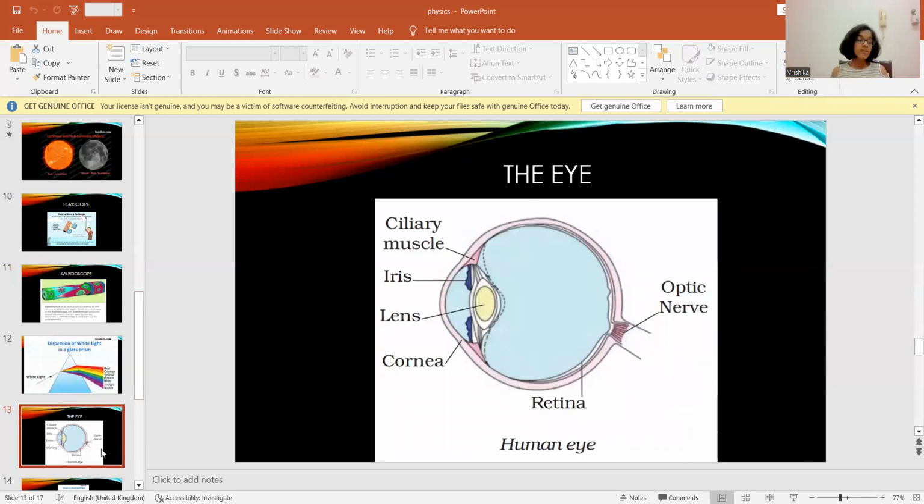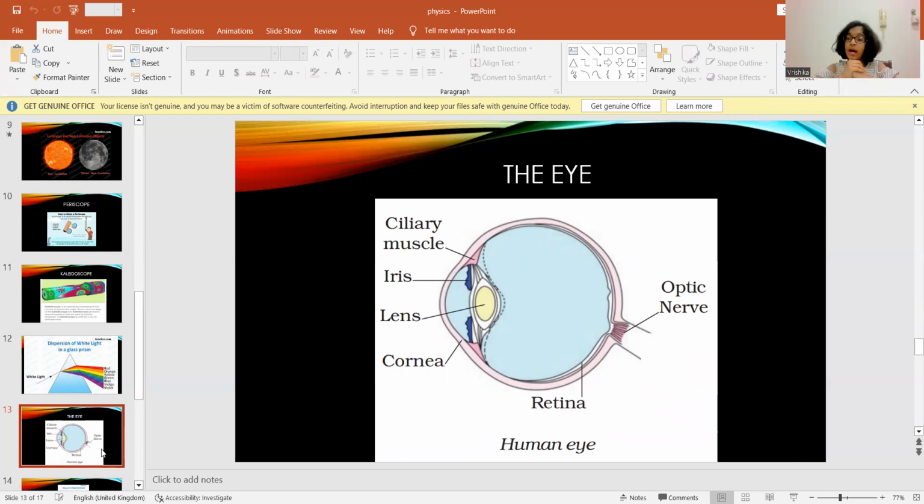The eye. Now let us learn about the structure of our eye. First, let us see how many parts are there. There is cornea, iris, pupil, ciliary muscle, retina, optic nerve, and lens. First, let us see what is cornea. Cornea is a clear portion of the eye that protects the eye from any type of incidents or accidents.